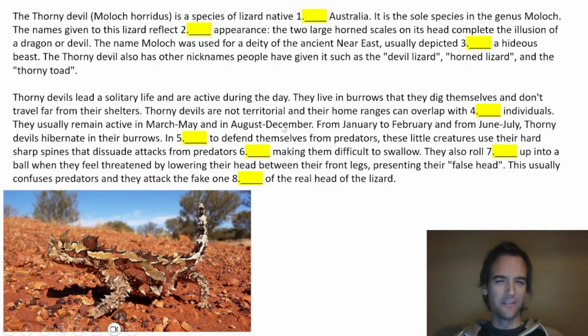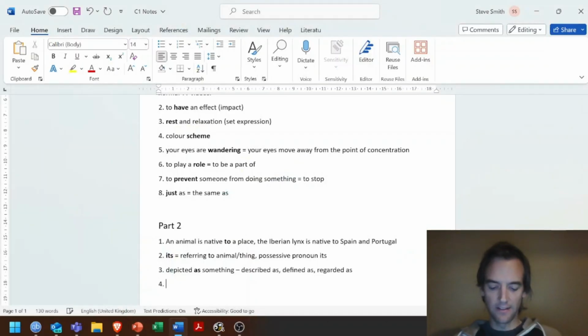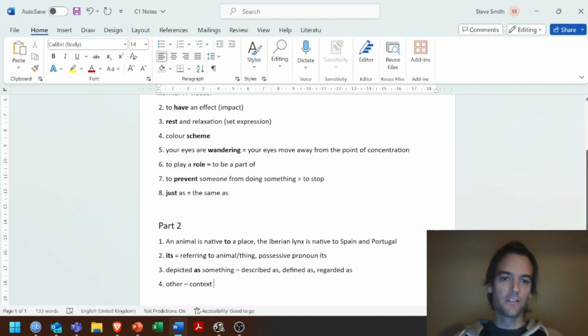Number four is a really good one, but I don't know what I'm going to do with the notes here. Describing their life. They live in burrows, they don't travel, they're not territorial, so their home ranges can overlap with individuals. The best answer here is other. Really, this is from the context. So what do we say about this? I don't really know. For your notes, honestly, sometimes you just got to say context.